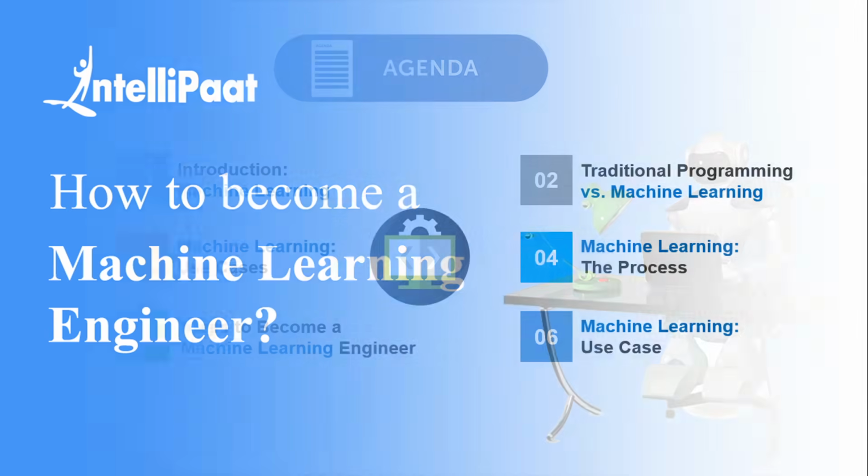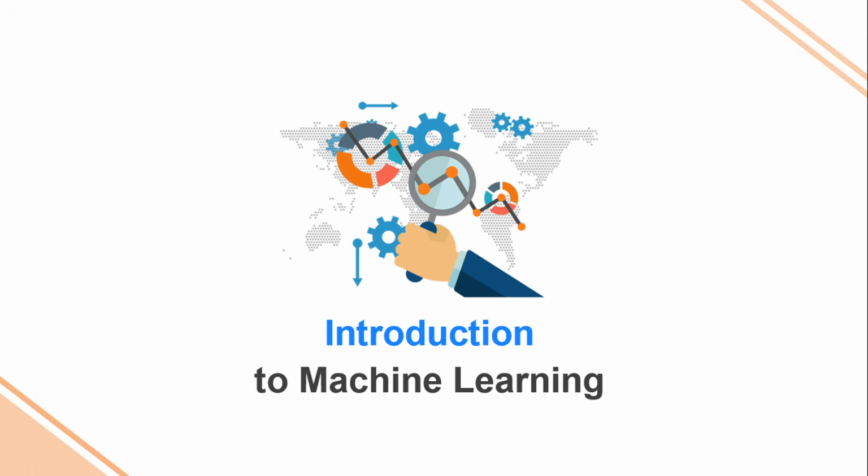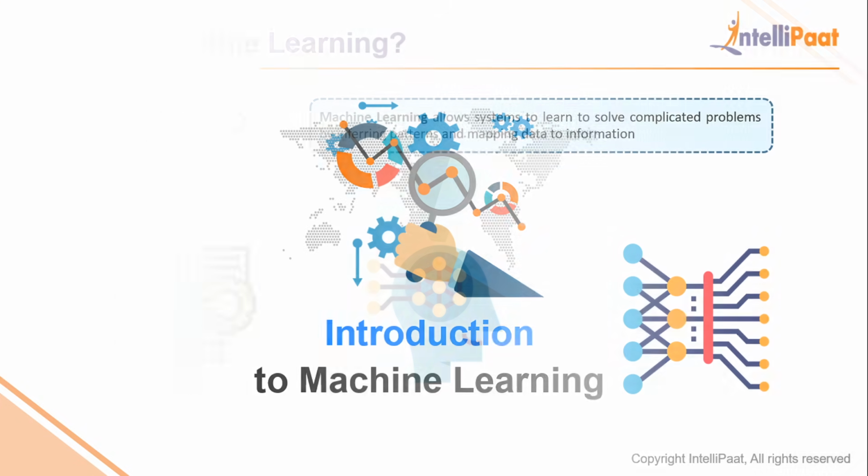Now let's begin. So in this session, we'll take a look at what is machine learning. We'll take a look at how it's different from traditional programming. We'll take a look at what are the uses of machine learning, where it is used. Then we'll take a look at the machine learning process. How is a machine learning model built? What are the steps that are taken in building a machine learning model? And then we'll take a look at the steps that you can take to become a machine learning engineer. And finally, we'll have a demo. So let's begin. Let's have an introduction to machine learning.